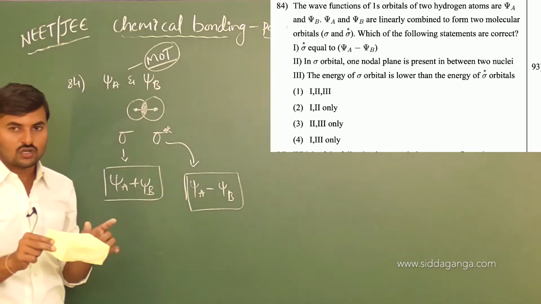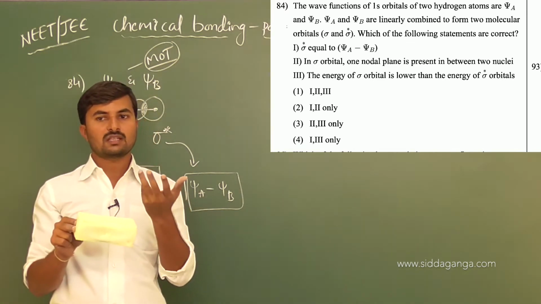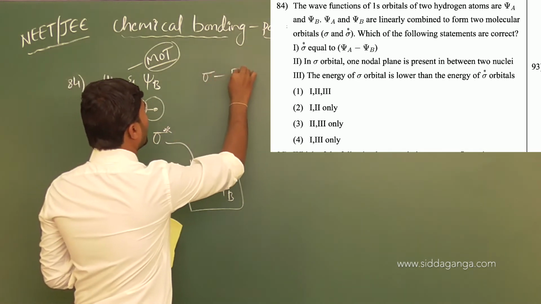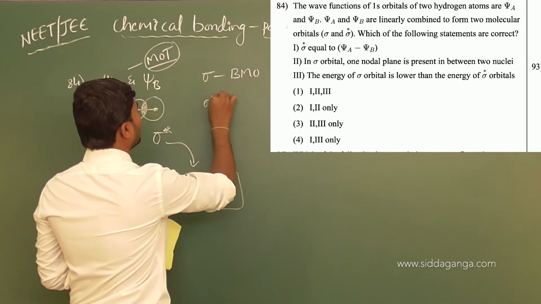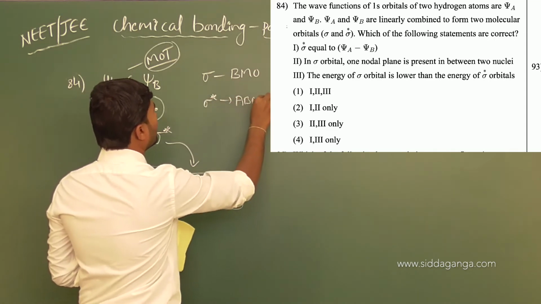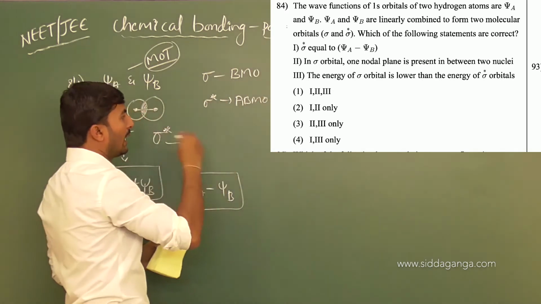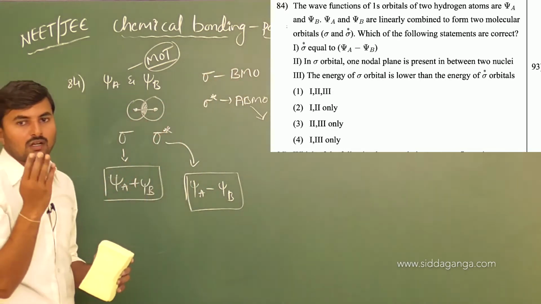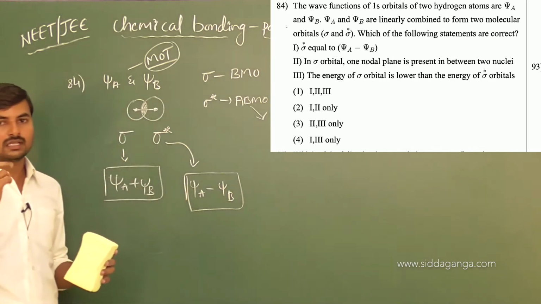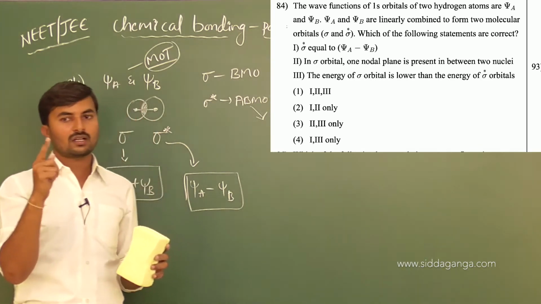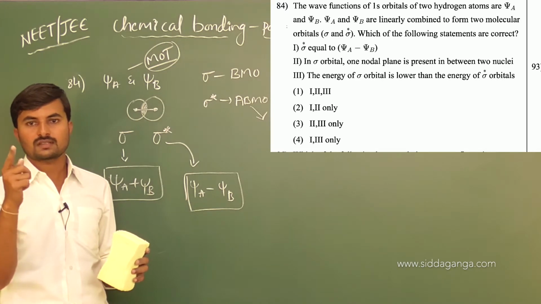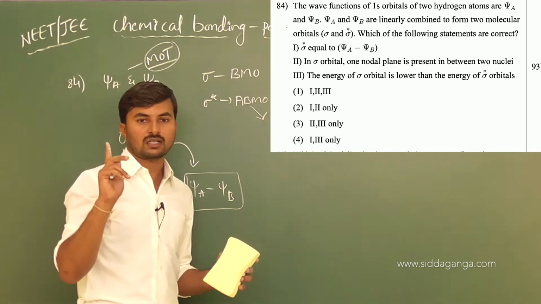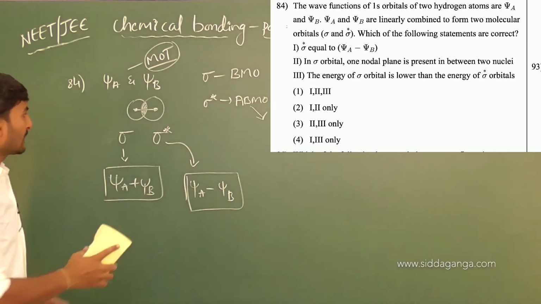And the third one: the energy of the sigma orbital is lower than the energy of the sigma star orbital. We already know that sigma means BMO and sigma star means ABMO. The energy of ABMO is always greater than BMO, and the stability of ABMO is less than that of BMO. That means the third option will also be correct, so options 1 and 3 are correct here. Which option is correct? The last one, given as 1 and 3 only. Option 4 will be the correct option here. Clear? Yes.